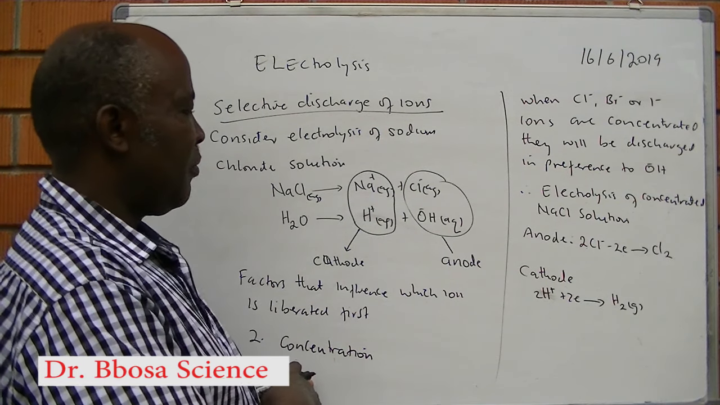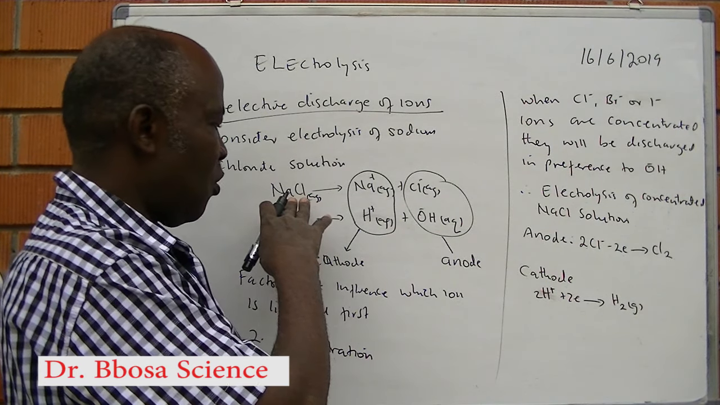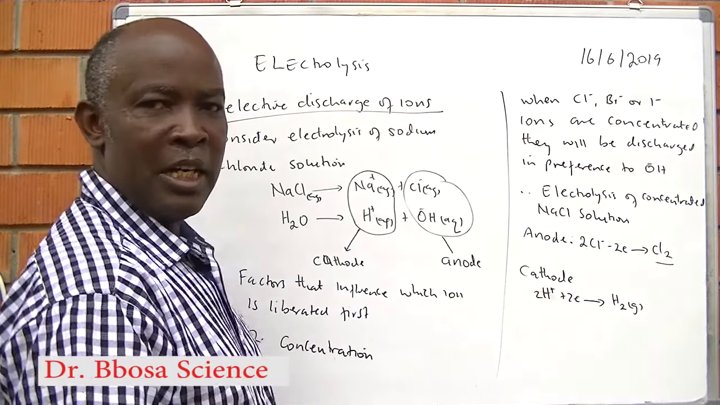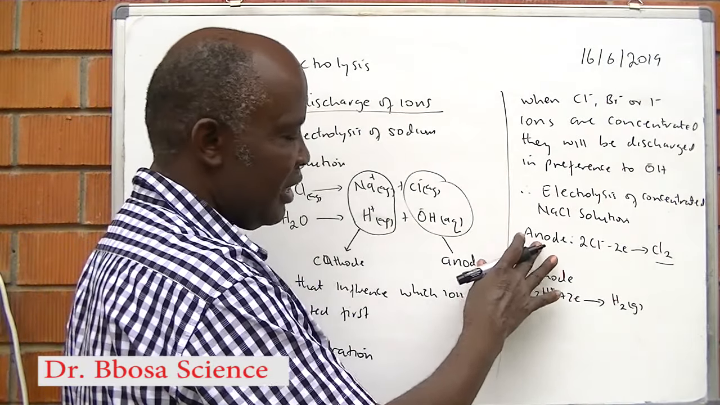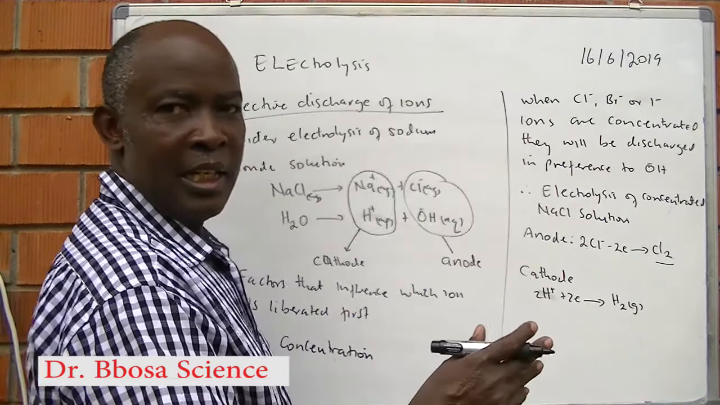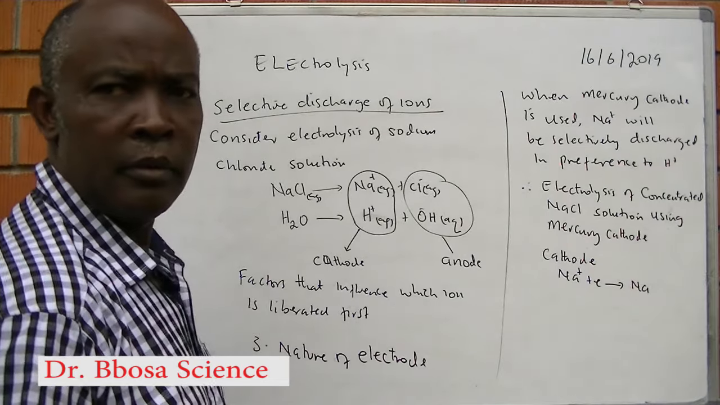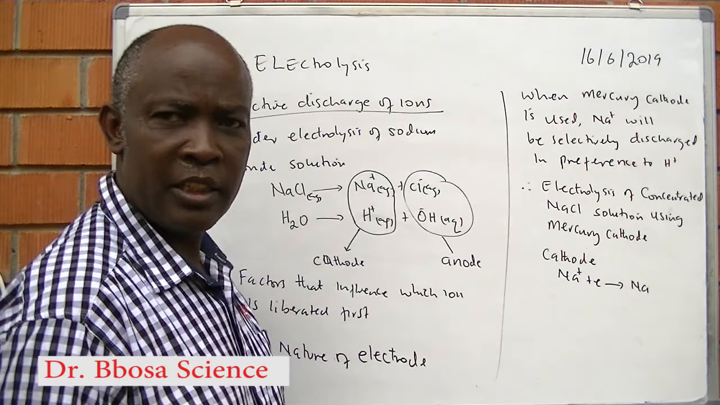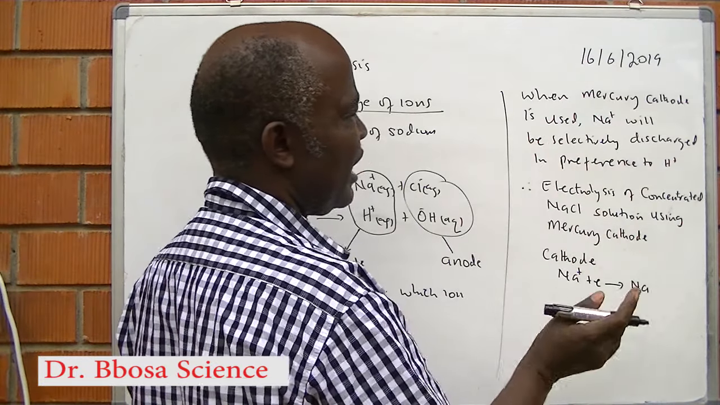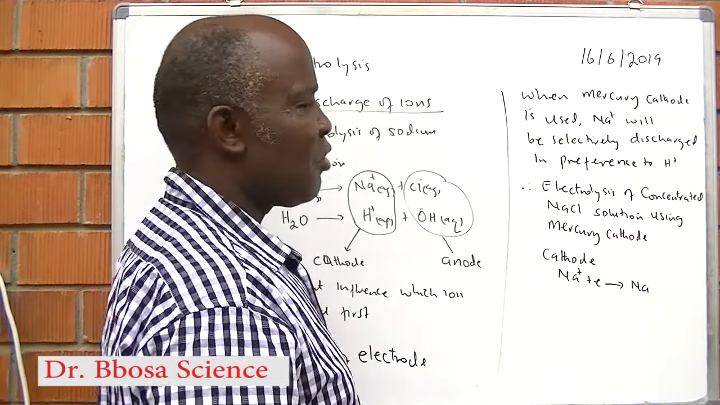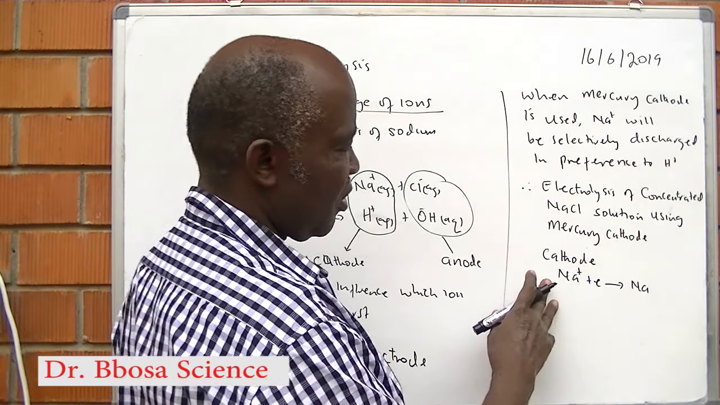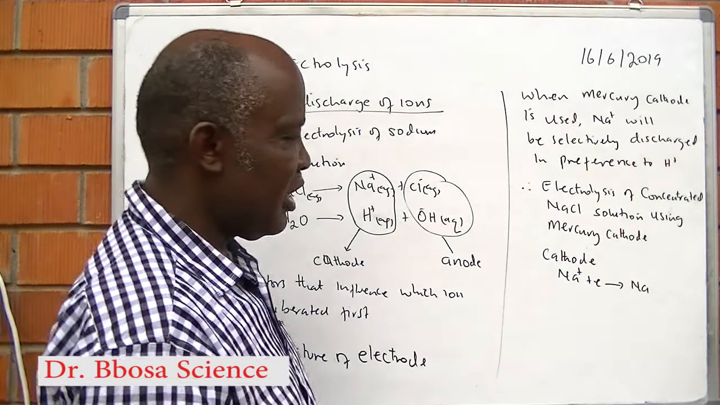Based on the concentration, electrolysis of concentrated sodium chloride will liberate chlorine, because chloride ions are concentrated at the anode, and hydrogen at the cathode. 3. Nature of electrode. When a mercury cathode is used, sodium ions will be selectively discharged in preference to hydrogen ions. Therefore, in electrolysis of concentrated sodium chloride solution using a mercury cathode, sodium will come out at the cathode, leaving hydrogen.